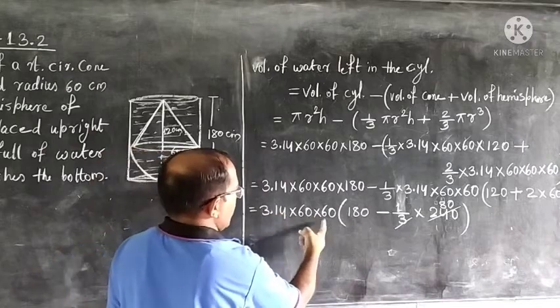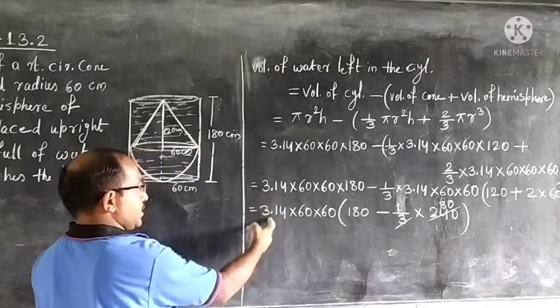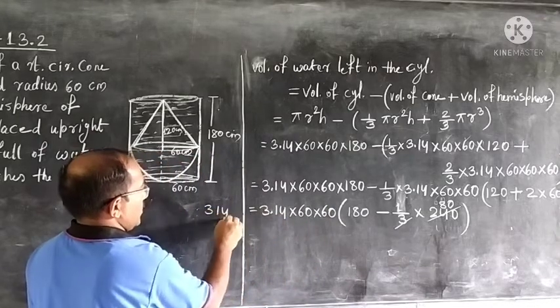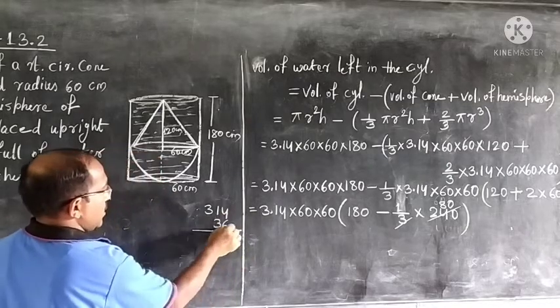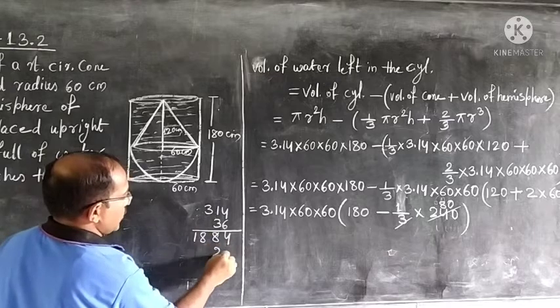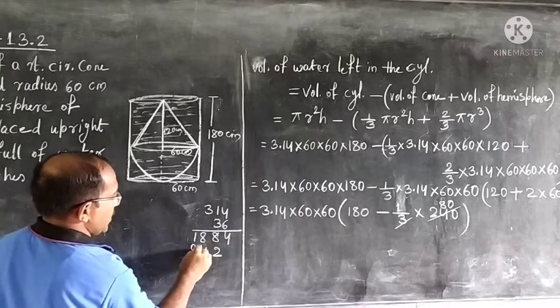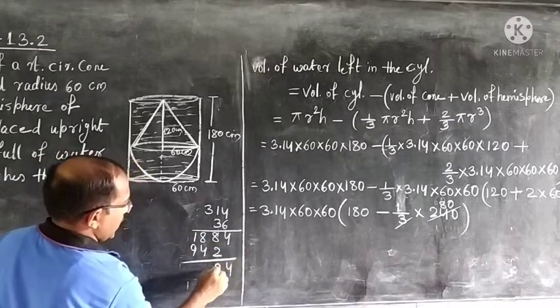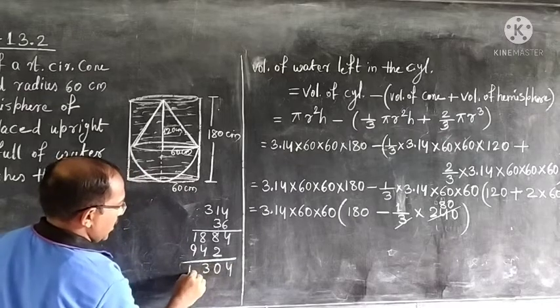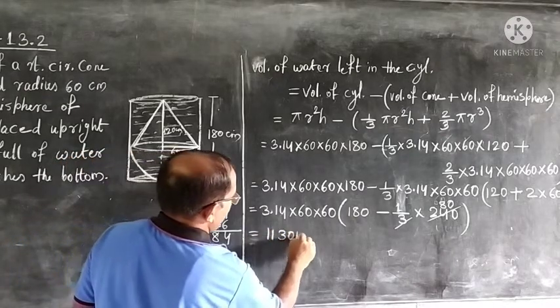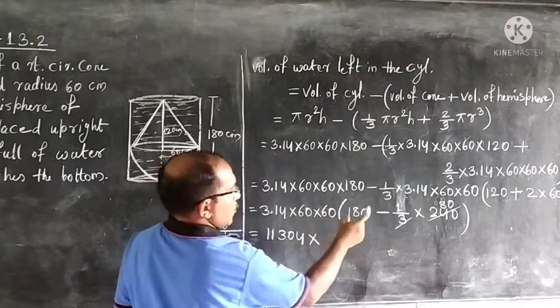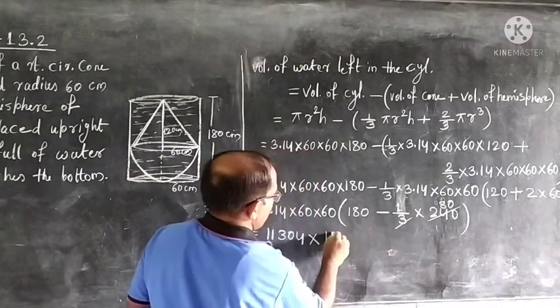Here we need to multiply 6 into 6, 36, into 314. 6 fours are 24, 8, 6 threes are 18, 4 threes are 12, 3 ones are 3, 1, 4, 3 threes are 9. We get 11304 into 180 minus 80, 100.